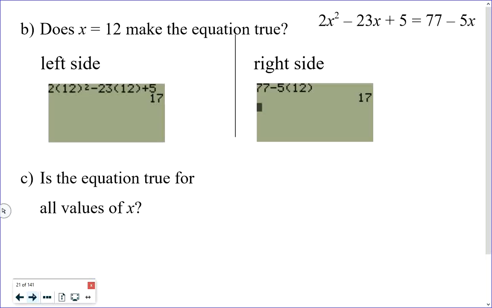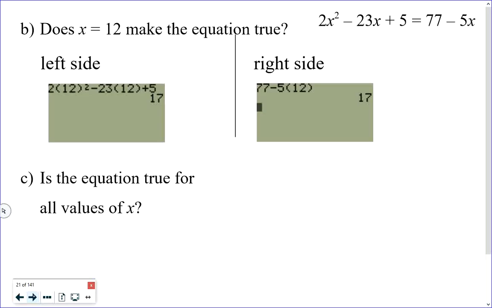C, is the equation true for all values of x? Well, that's a difficult thing to prove. If I told you that all swans are white, and you went around the world looking at swans and every swan you found was white, does that mean there isn't a different colored swan? No, it doesn't. You cannot prove a positive by using examples, and we're going to come back to that. But we can disprove something. If you can find one purple swan, then you have disproven the statement that all swans are white.